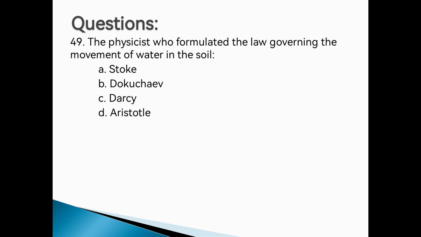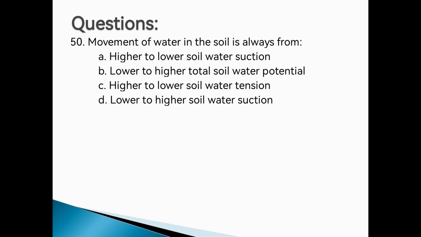Number 49. The physicist who formulated the law governing the movement of water in the soil: A. Stokes, B. Dokotchev, C. Darcy, D. Aristotle. The correct answer is C. Darcy.